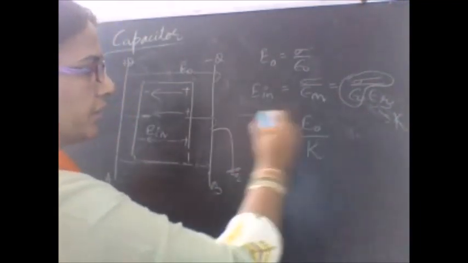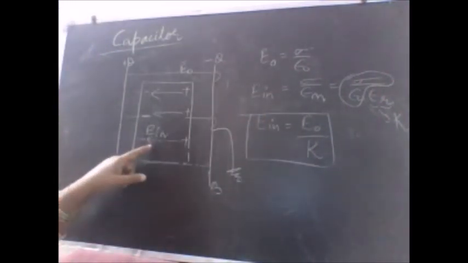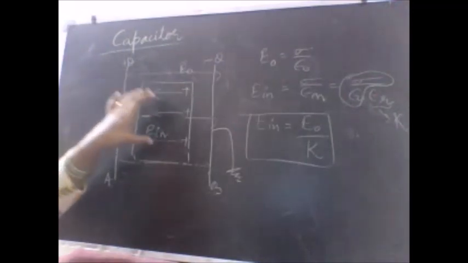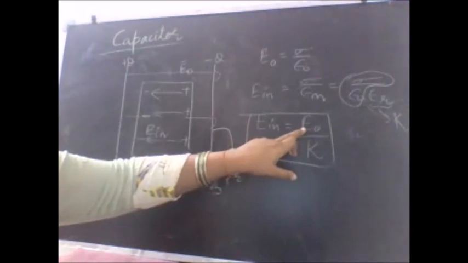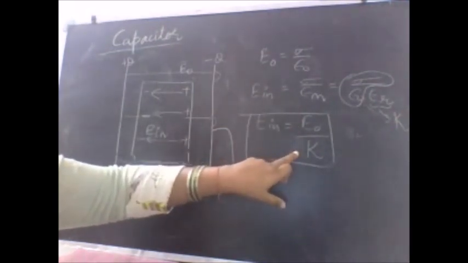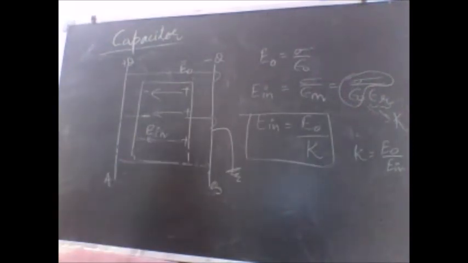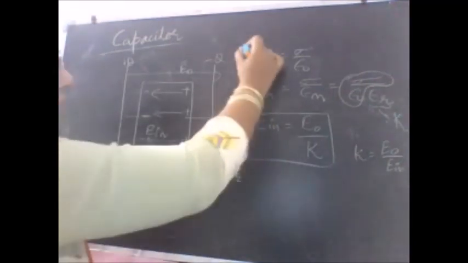Dielectric constant K. That means when we introduce a dielectric or an insulating medium in between the plates which is having the dielectric constant K, then the original electric field is reduced by the factor K. So, one more way to define the dielectric constant. Let us now derive an expression for the capacitance, keeping in mind this formula and this formula.